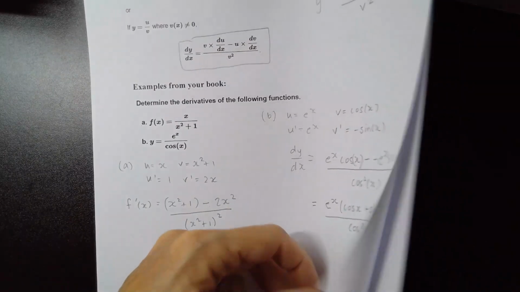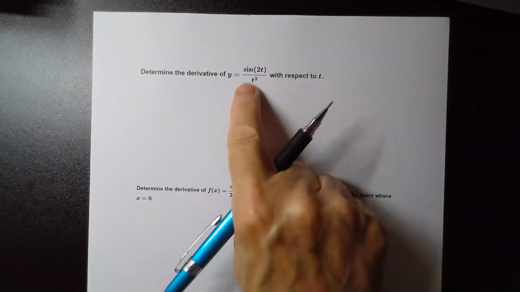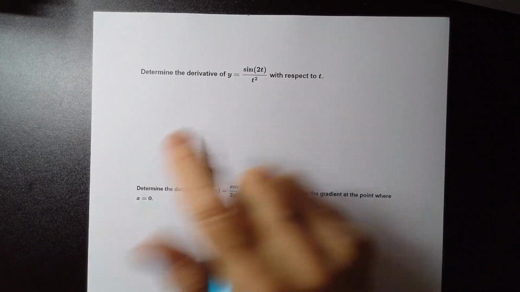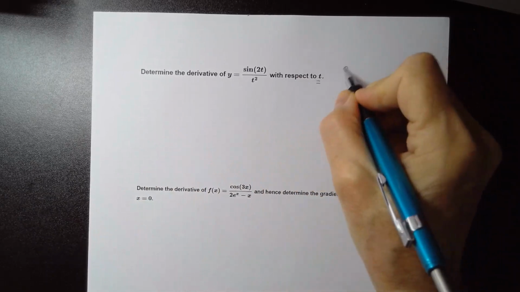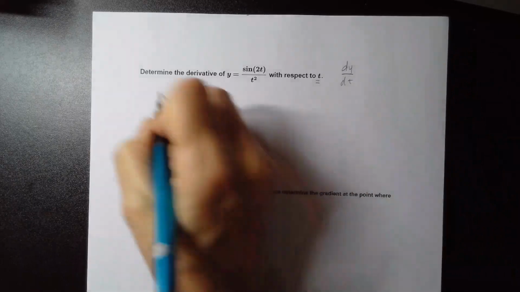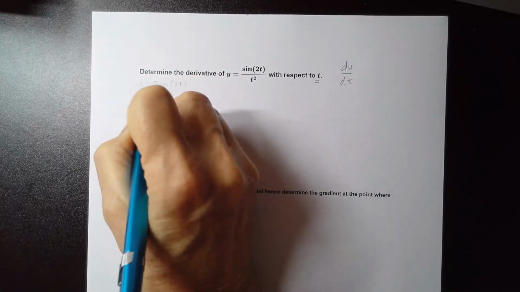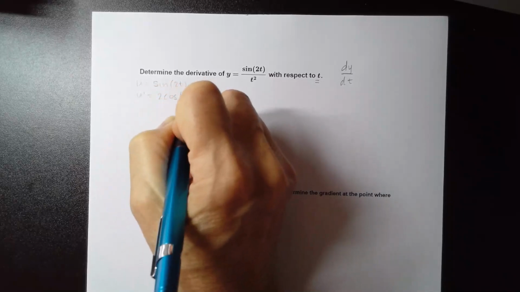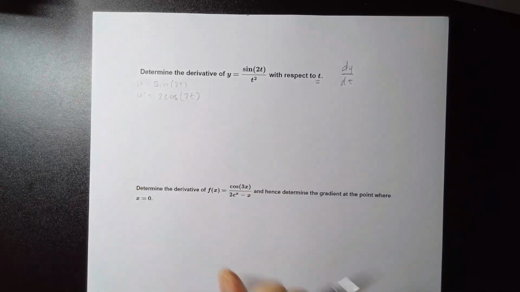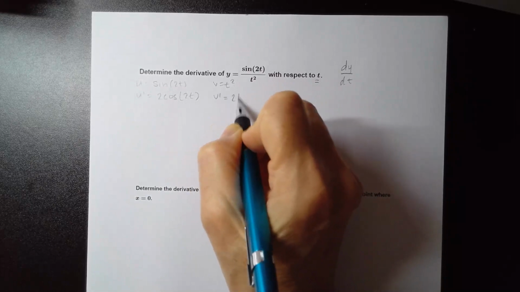Okay, let's do the harder ones. And so they want the derivative of this. I don't think it's much harder. There's a 2t in there, which might be a little bit hard, and they want you to do it with respect to t. So I'm looking for dy dt instead of dy dx. All right, so the u is sine 2t. So the u dash is 2 cos 2t, because after I did cos 2t, I would have had to use the chain rule, so I get the 2 out there. And the v is t squared, and so the v dash equals 2t.